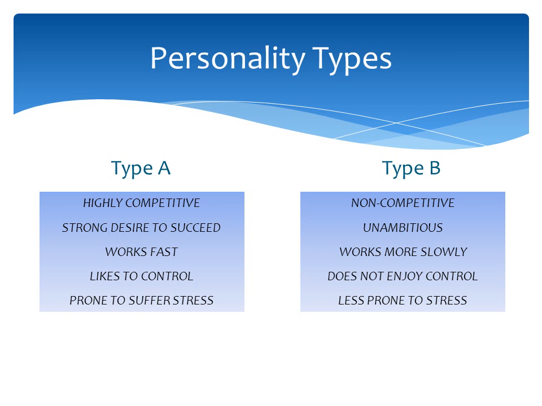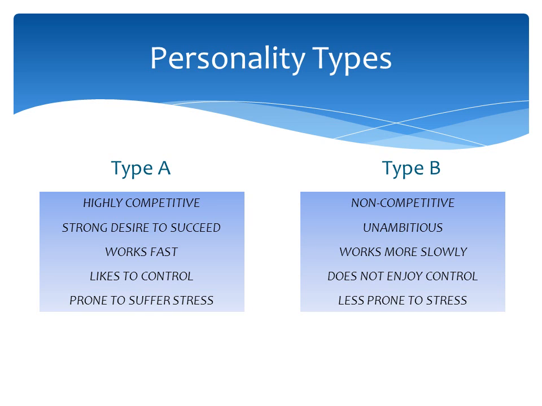One other theory is the personality types theory that suggests that there are two types of people, type A and type B. Type A exhibit the following characteristics. They're highly competitive, they have a strong desire to succeed, they work very quickly, they like to be in control, and because of those things they suffer a lot of stress.